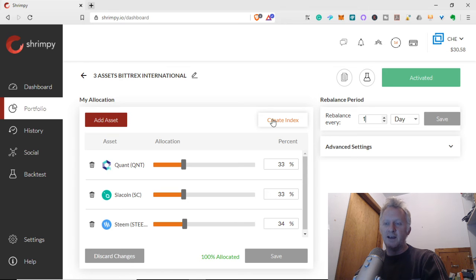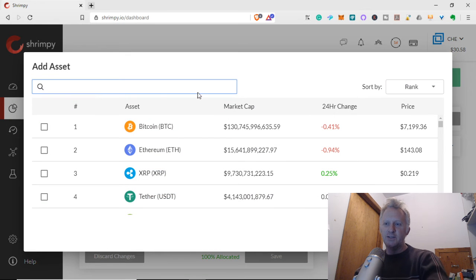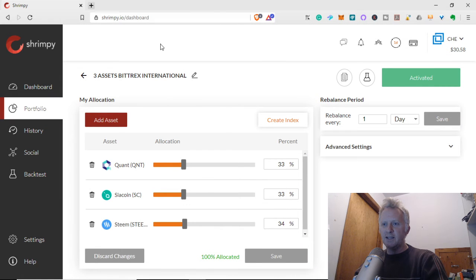I'm not an expert. I just tested with 3 assets, Grand, Siaquan, and I put 32%, 23, 23. And if you want to add another one, you can click here and search, and you can add. So that's what you can expect when you build your portfolio.